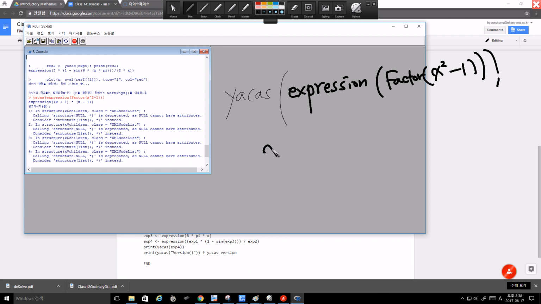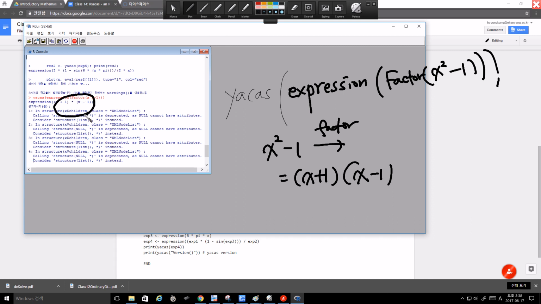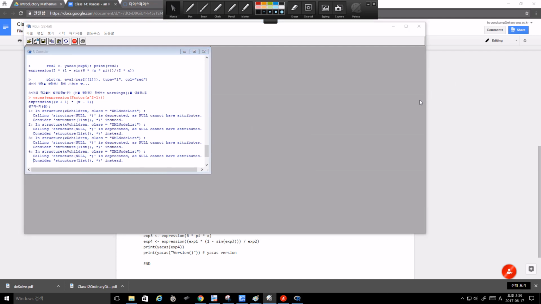So if we do factor of x squared minus 1, then it is the same as x plus 1 times x minus 1, right? So it is a factorization. Exactly, it gave us the answer: factor, expression, x plus 1 and x minus 1. That is yacas. With given symbols, it works as if you are using pen and pencil. Okay, it's a very powerful tool.